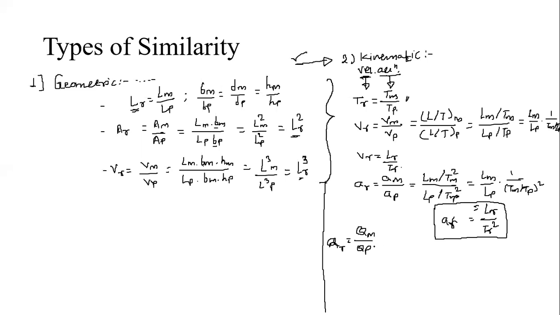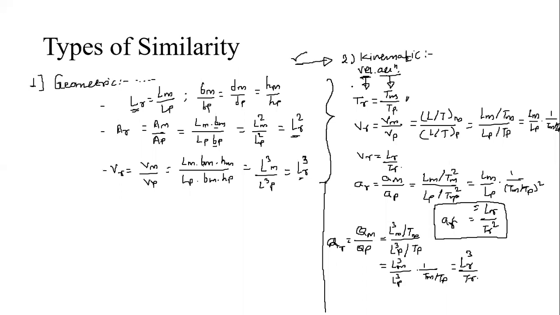Now we know that discharge has the unit of meter cube per second. Meter cube per second means the length cube in a model divided by the time in a model, and for the prototype it will be length cube of a prototype divided by the time in a prototype, isn't it? So that is equal to Lm cube divided by Lp cube into, once again, 1 by time in a model divided by time in a prototype. That is equal to the cube of the length scale ratio upon the time scale ratio. This is about the discharge scale ratio.